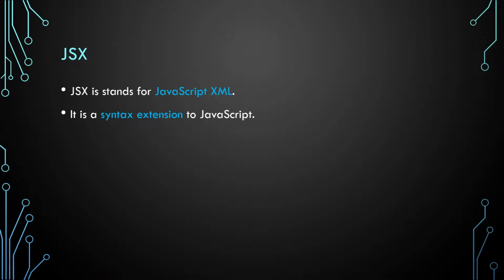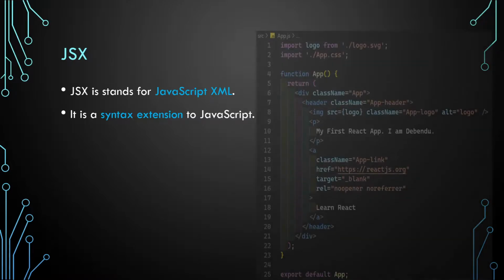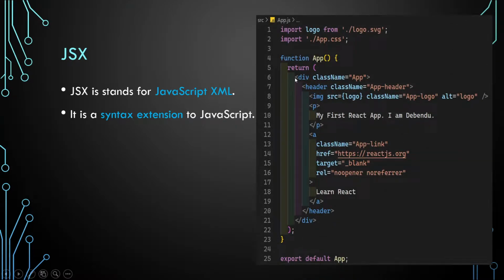JSX stands for JavaScript XML and it is a syntax extension to JavaScript. And in our React tab, everything you see similar to HTML is actually JSX. You may think we already had HTML in the first place, so why do we need to learn this type of HTML looking syntax called JSX?